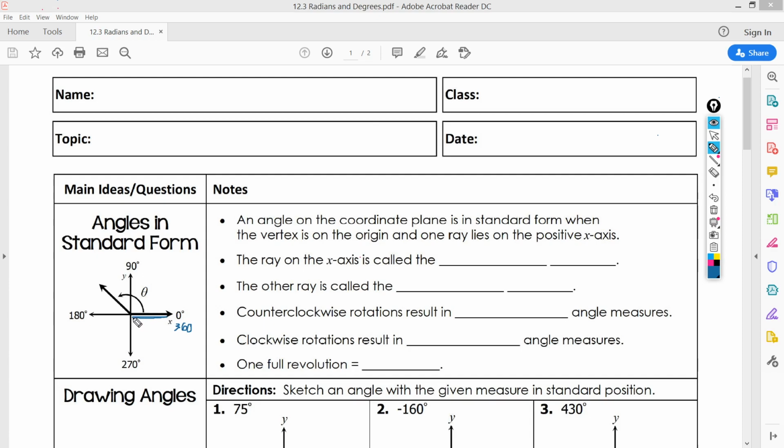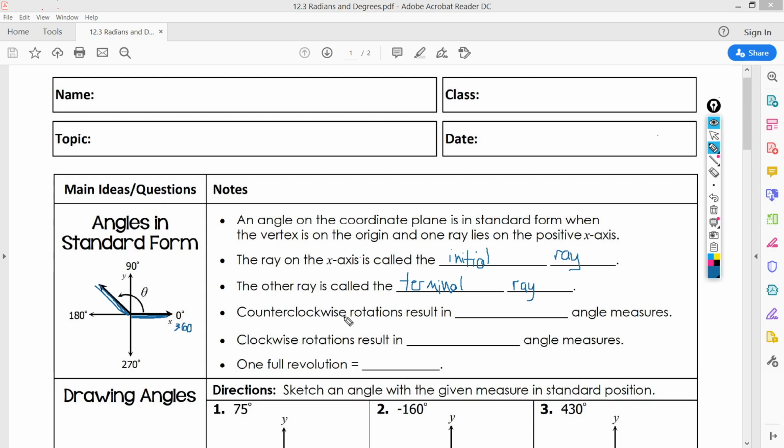This ray is 0 degrees and it's 360 degrees. And that ray on the x-axis is called the initial ray, I think. And the other ray that goes out like this, which is the other part of our angle, is called the terminal ray. It might be called terminal side. Pretty sure it's terminal ray, but we'll see if I'm wrong.